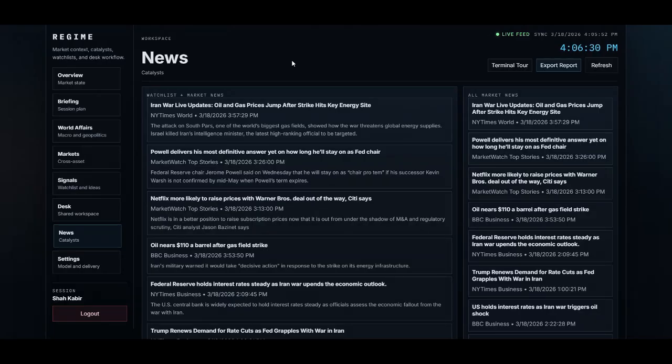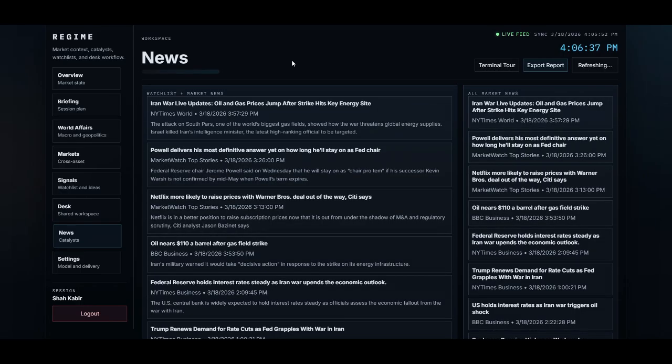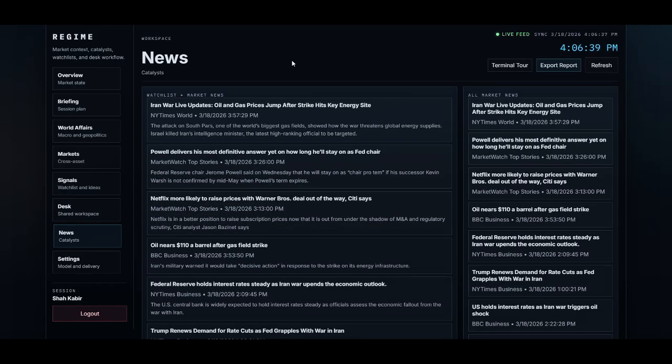This page helps connect market behavior to the information flow driving it. By combining news context with the broader regime framework, Regime helps users understand not only what moved, but what information may be shaping sentiment and positioning.